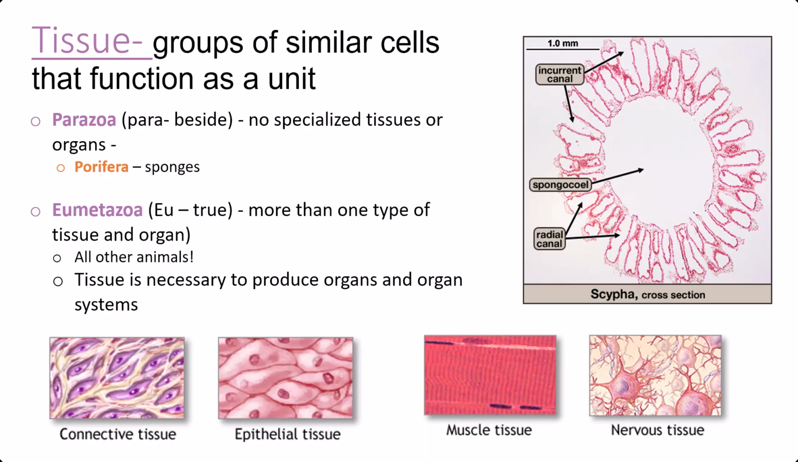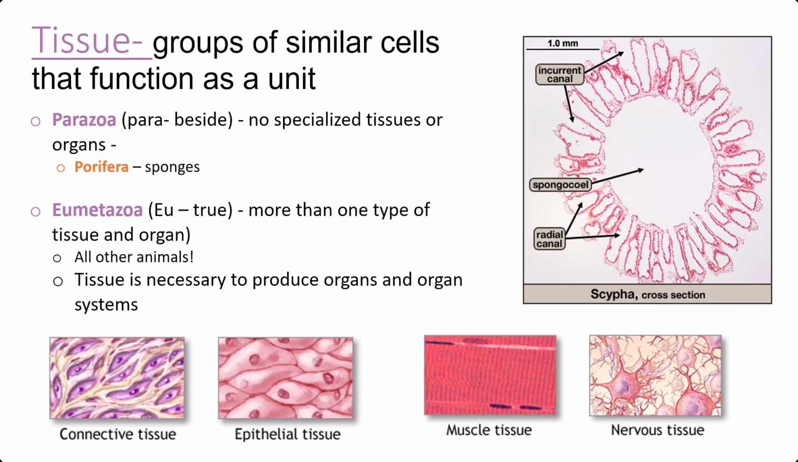And so hopefully you remember tissues from Bio 1, right? A tissue is a group of similar cells working together, so cells that function as a unit. So most animals have tissue. However, the sponges, which fall in the phylum Porifera, and they're in the Parazoa. Para means beside, zoa, animals. So these are animals technically, but unlike other animals, sponges do not have specialized tissues or organs.